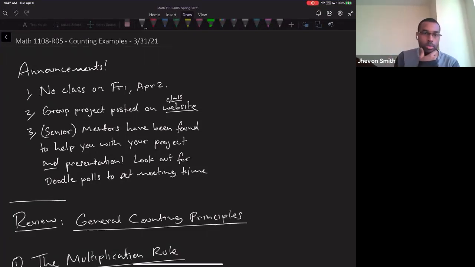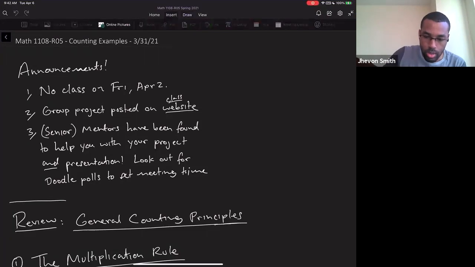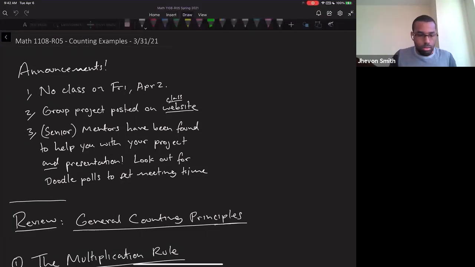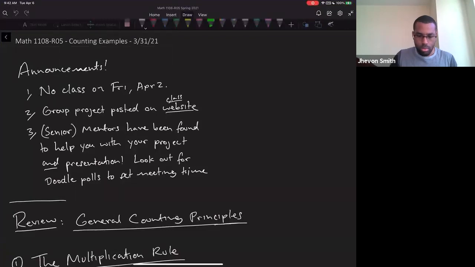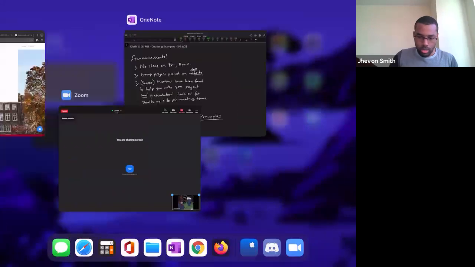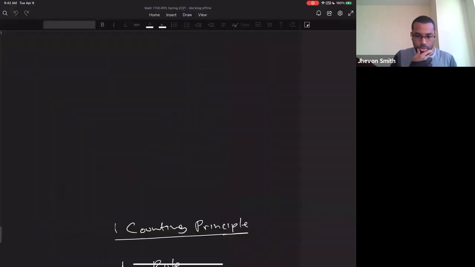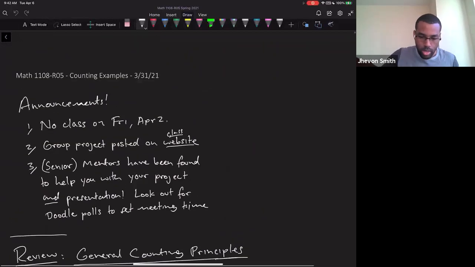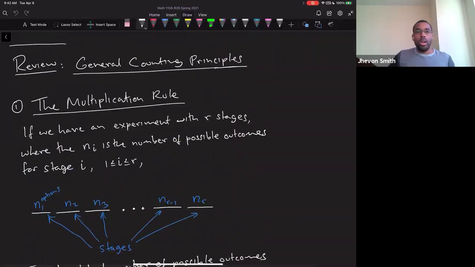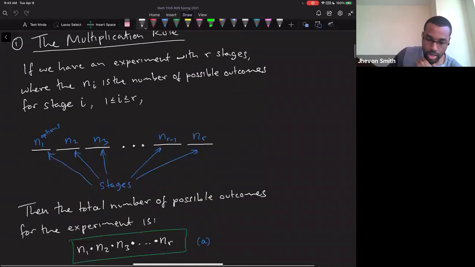Okay, so before we get into counting, very quick recap. We went over some general counting principles last time, kind of under three umbrellas. There is the multiplication rule, which basically tells you if you're building an experiment with several stages and you know how many ways each stage can happen, then the total number of ways that overall experiment can happen is just multiplying the number of possibilities for each stage, right? It's called a multiplication rule.